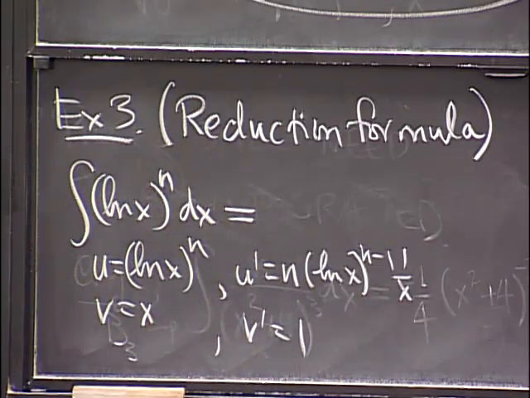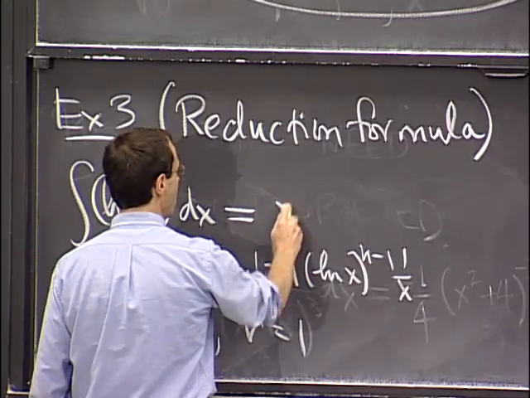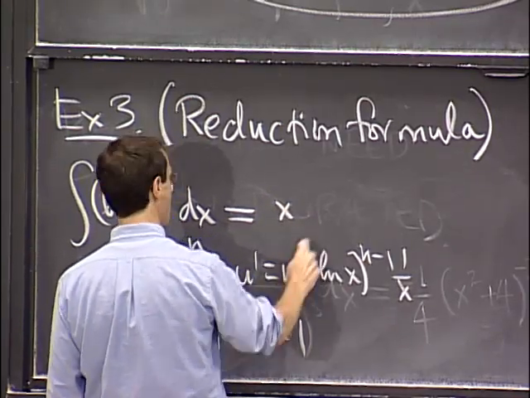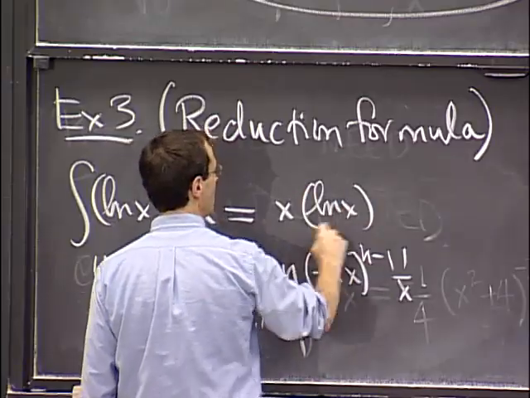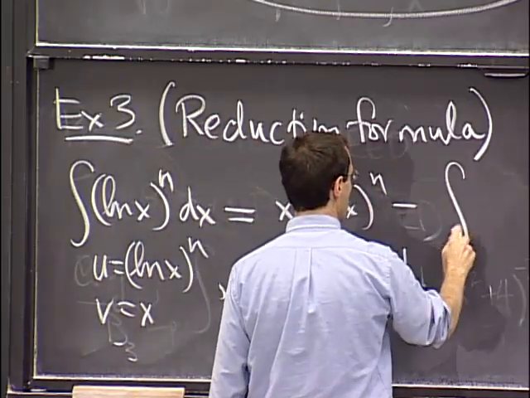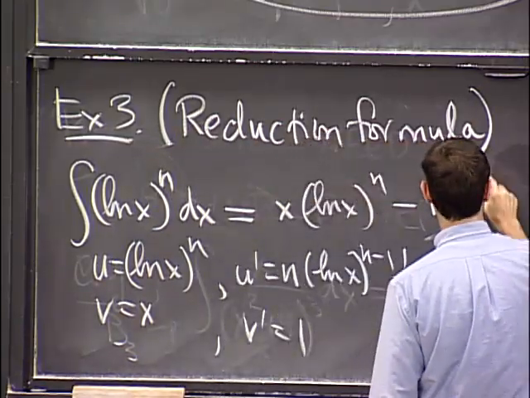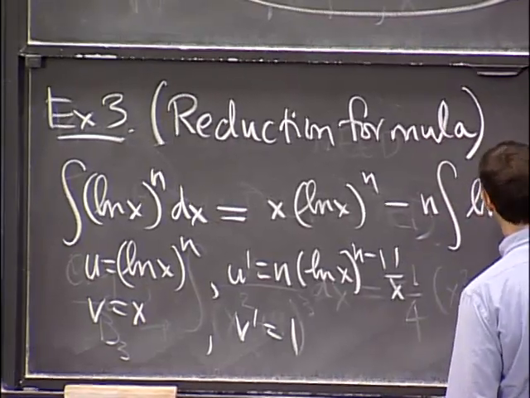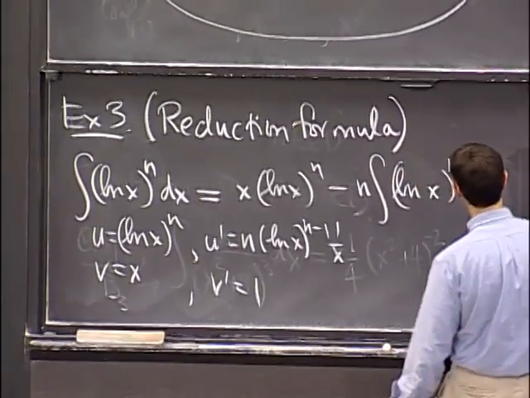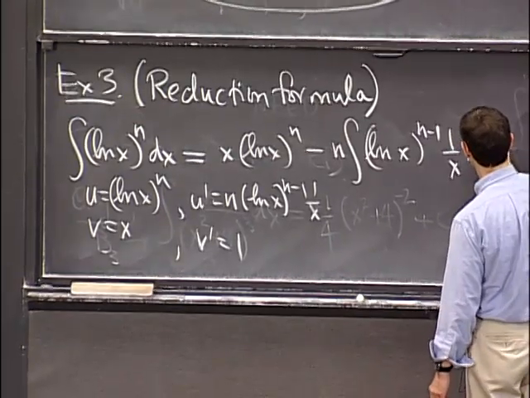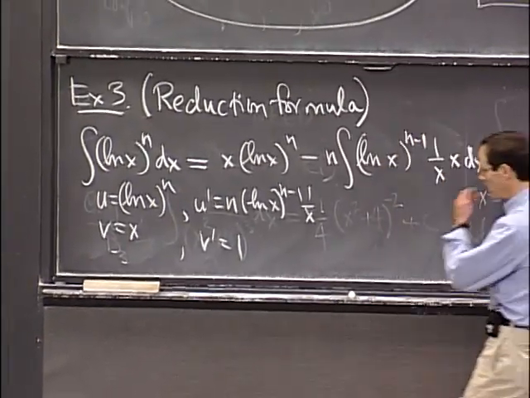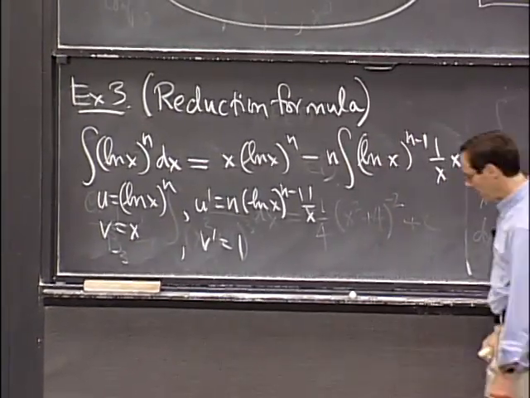And so the setup is similar. We have here x times (log x)^n minus the integral, and there's n times (log x)^(n-1). And then there's a 1 over x and an x which cancel. All right?